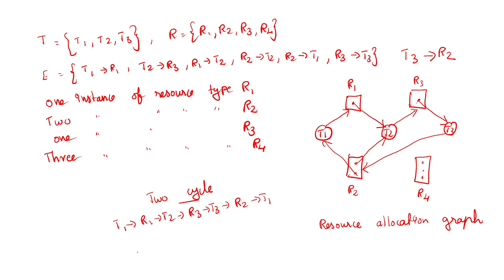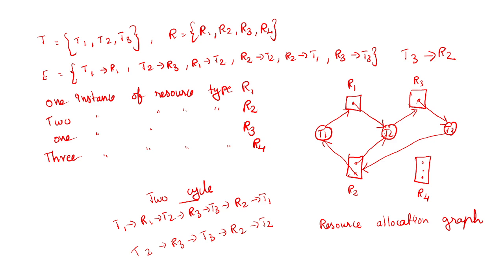This is one. Another one is T2, R3, T3, R2 and T2. See here, T3 cannot release the resource R3 till it gets R2. T2 cannot release resource R2 till it gets R3. T1 also cannot release resource R2 till it gets R1. So all three threads are holding some resources and waiting for resources. So there is a cycle and here there is a deadlock.